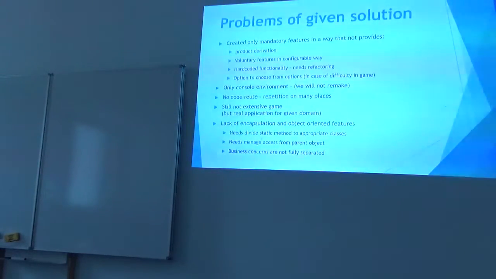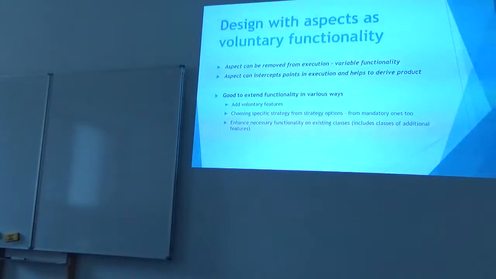but it has a lot of problems. For example, there was no code reuse, there were no extensible games, lack of encapsulation and object-oriented principles, and, for example, dividing of static methods into appropriate classes was required. Business concerns are not fully separated and so on. It was only hard-coded functionality, and we use aspects because they can be removed from code execution, because aspects can intercept points in execution and help to derive products, and it's good to extend functionality in various ways.